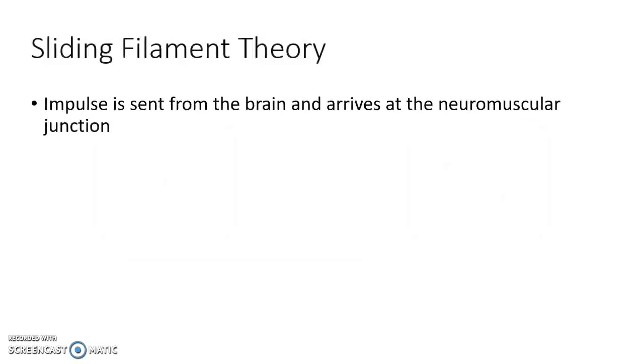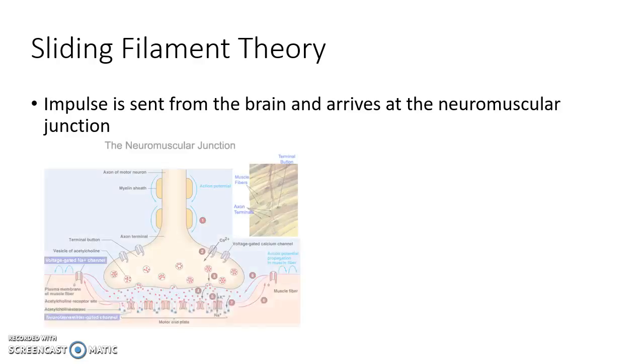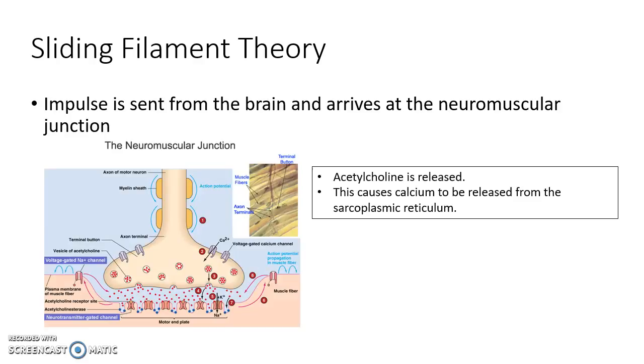So the first stage is when the impulse is sent from the brain and it arrives at the neuromuscular junction, which is somewhere where a chemical known as acetylcholine is released. This chemical causes calcium to then be released from the sarcoplasmic reticulum.